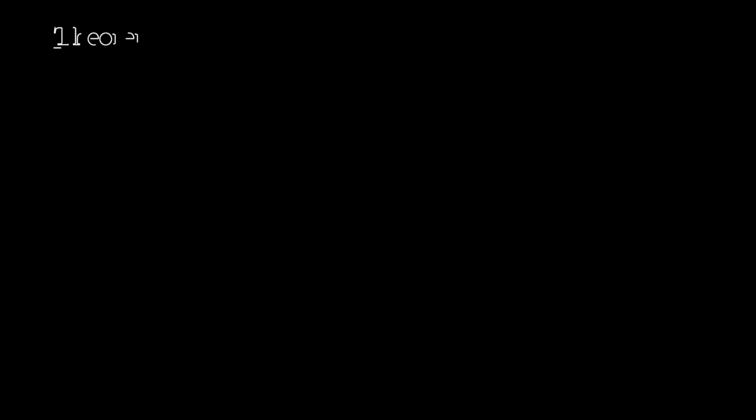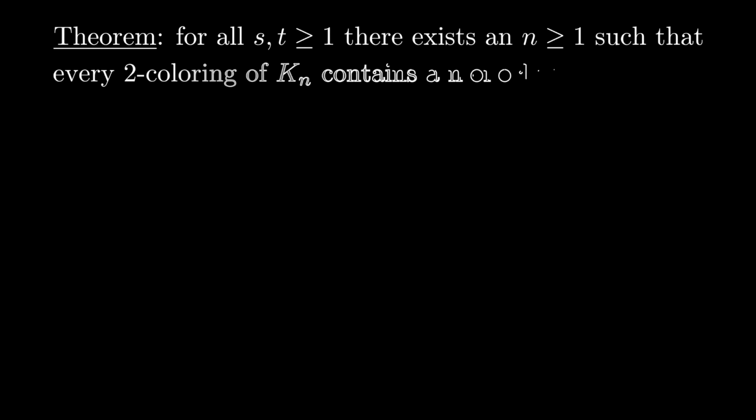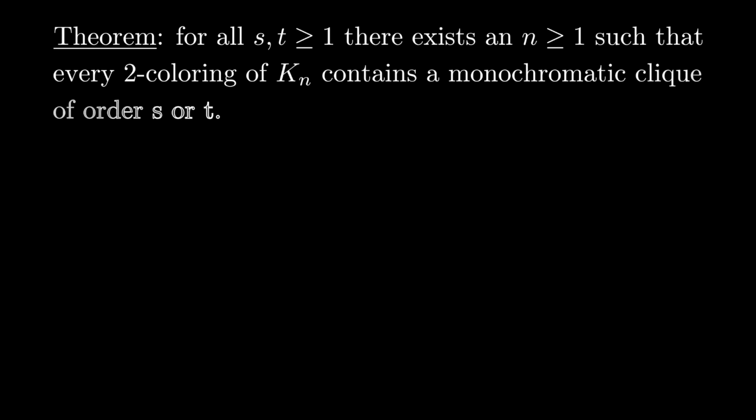Ramsey's theorem says that for all s and t greater than or equal to 1, there exists an n greater than or equal to 1 such that every 2-coloring of a complete graph on n vertices contains a monochromatic clique of order s or t.